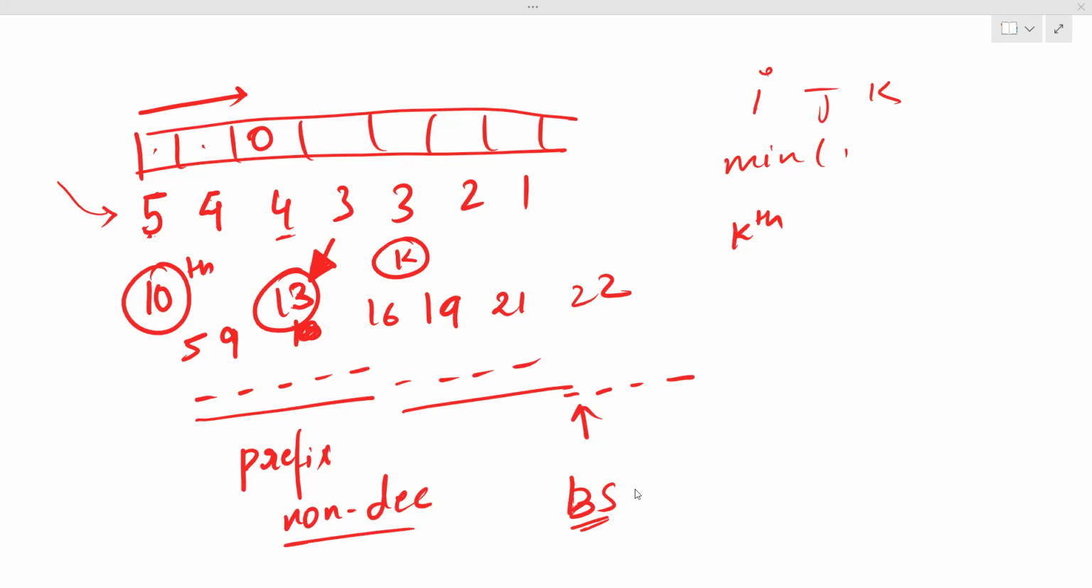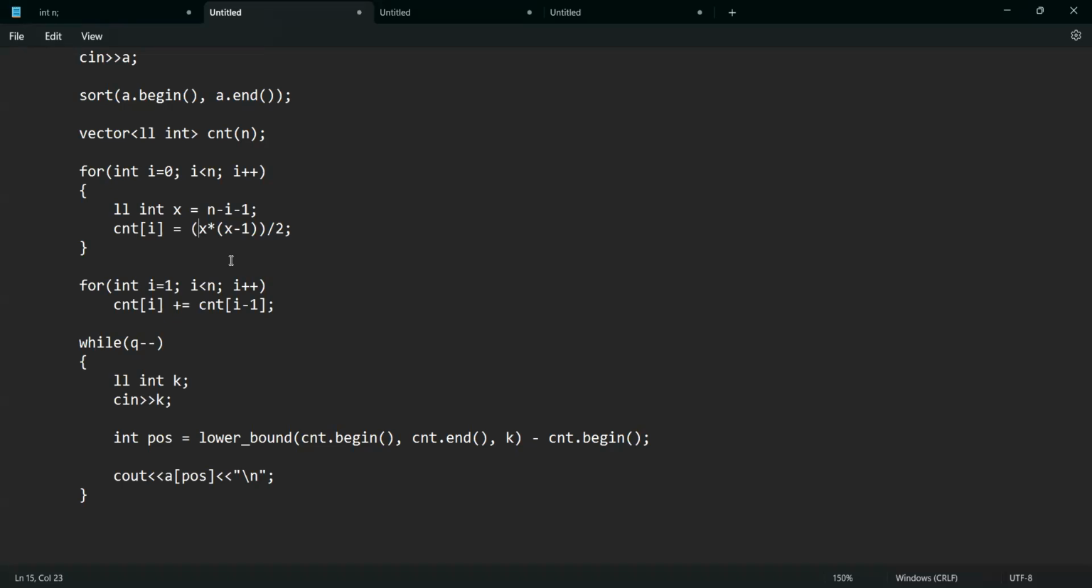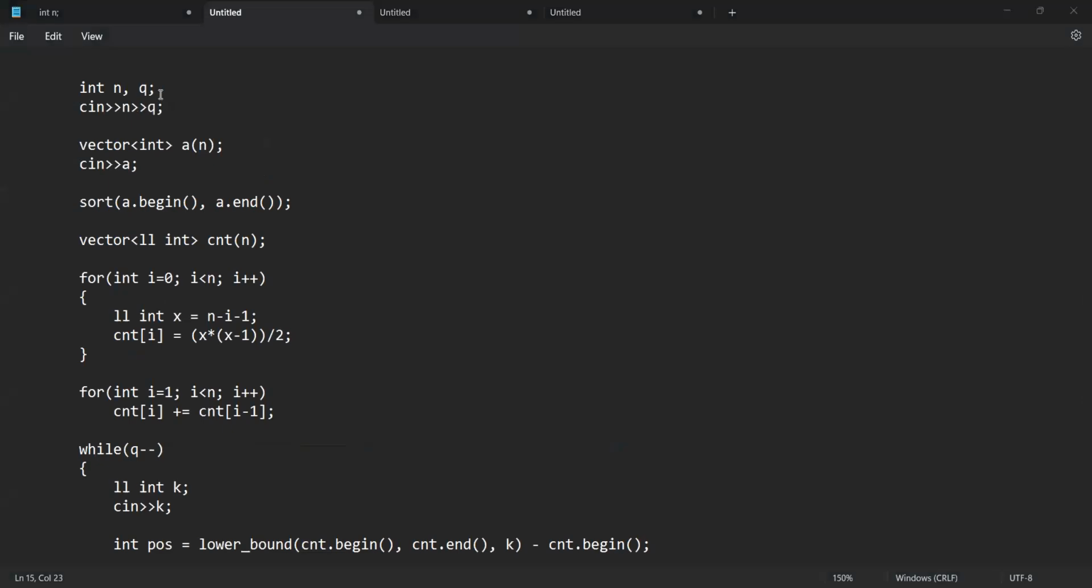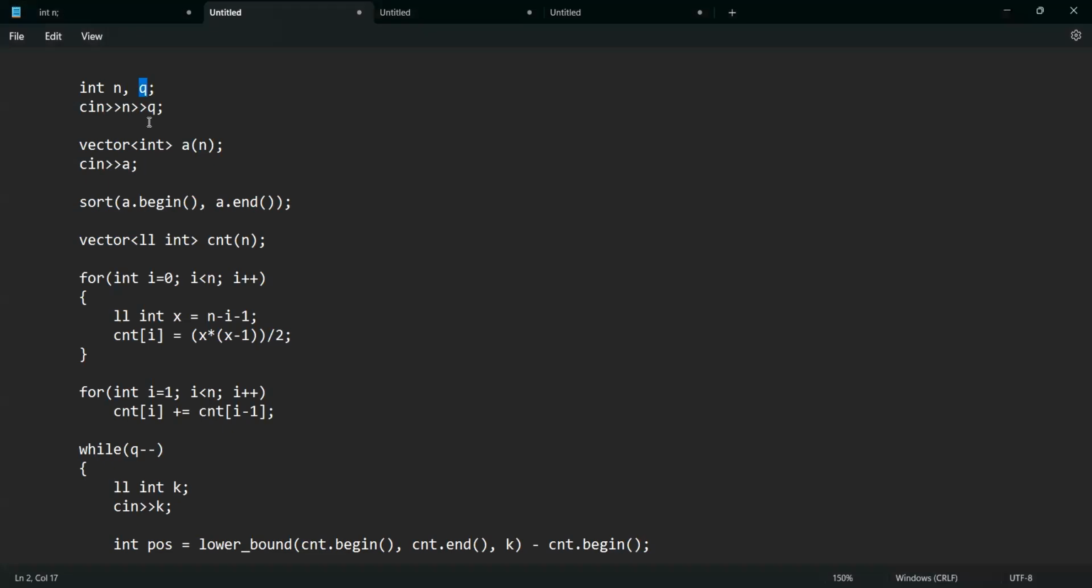Okay, so let's look at the implementation. In this, first I'm taking n as input. N is the number of elements in my array A. Q is the number of queries that I have to process. So I'm sorting my array A, and then these are the counts, where count i is the number of times my ith index value is going to appear in my triplet array.